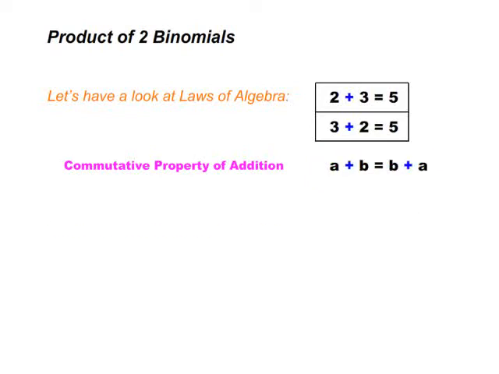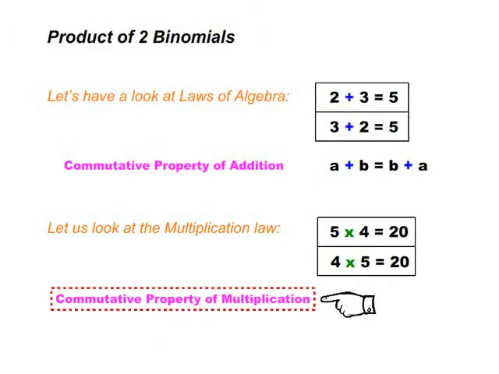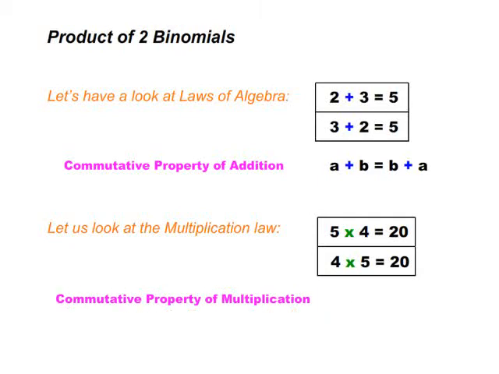Let us look at multiplication law. 5 multiplied by 4 gives the same answer as 4 multiplied by 5. This is one example of a property of multiplication of numbers. We call it commutative property of multiplication. In the language of algebra, this property of multiplication is written like this. A multiplied by B is equal to B multiplied by A.